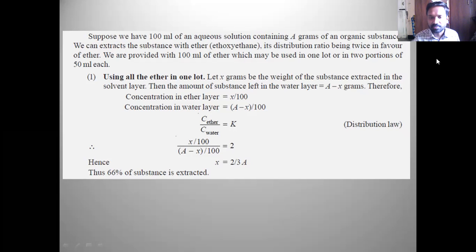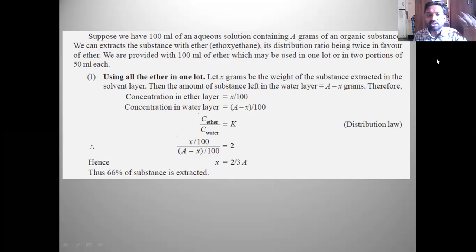So you solve this equation, you get X is equal to 2/3 A. Simple, yeah. So what is the percentage of the compound you have extracted? Initially it was A in water. Now in the ether it is 2/3 A. So simply 2/3 means 66%.